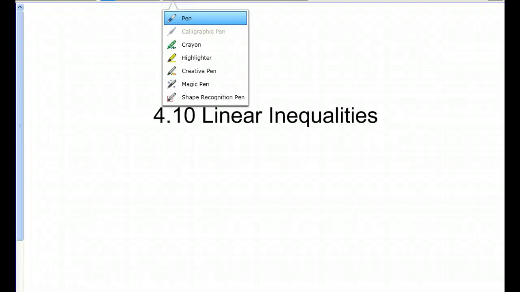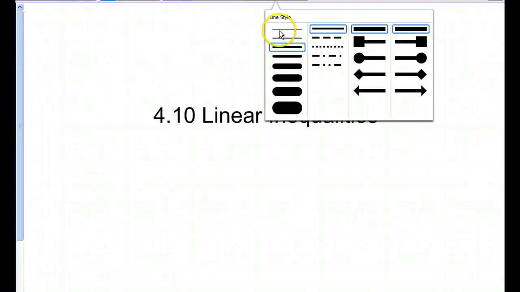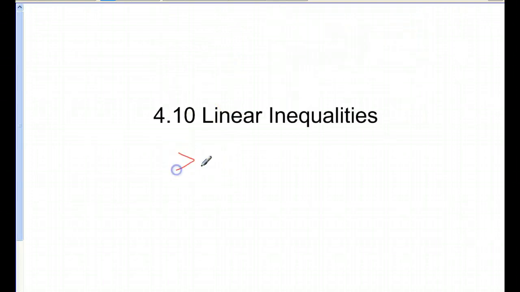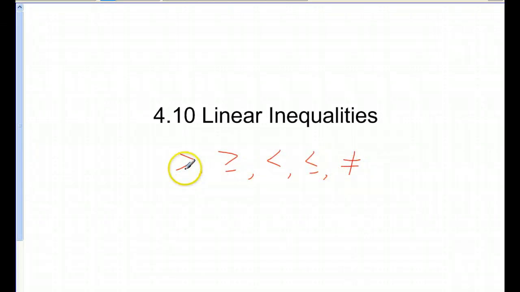Alright, this is a video on Module 4, Section 10, Linear Inequalities. Linear inequalities mean you have order symbols like greater than, or equal to, less than, or equal to. That's the four we focus on here, but another inequality literally means inequality, not equal. We don't really focus a lot on that one in this section, but it means any one of these five symbols. Again, we're going to focus on the first four.